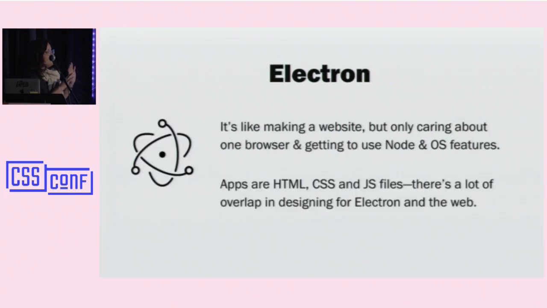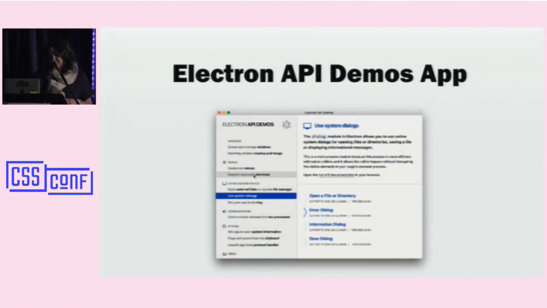So in whole, Electron is a lot like making a website, but only having to care about one browser, the latest browser, and getting to use Node and operating system features. So Electron apps are made up of HTML, CSS, and JS files, and there's a lot of overlap for designing for Electron and designing for the web.